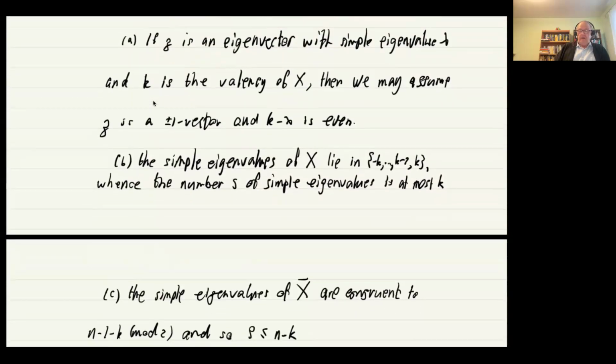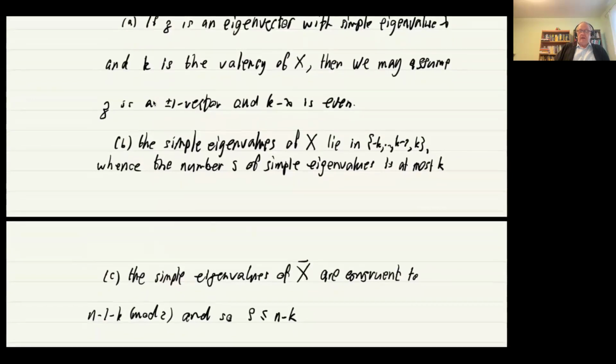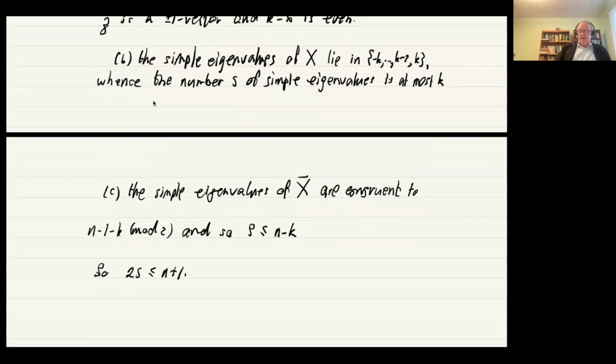Okay. Now the next thing: by virtue of this fact, the simple eigenvalues of X lie in the interval K, K minus 2, K minus 4, down to minus K. This is a consequence of that. And so the number of simple eigenvalues is at most K. Okay, that's straightforward.